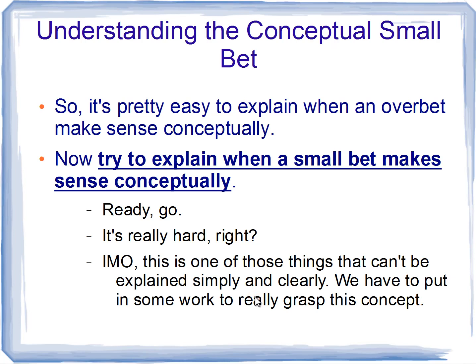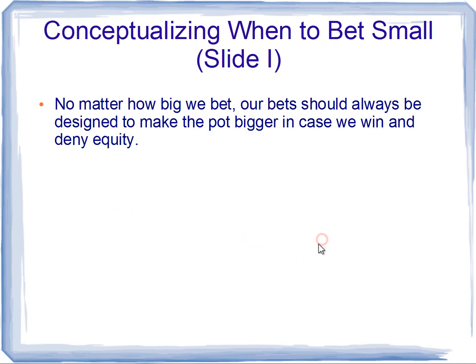So this is one of those things where I really like it when I can explain something in a simple and clear way, but I don't even think it's doable for this concept. Some concepts just aren't really that simple, and I think this is one of them. So as previously mentioned, no matter how big we bet, our bet should always be designed to make the pot bigger in case we win and deny equity. All bets should do this, pretty much no exceptions.